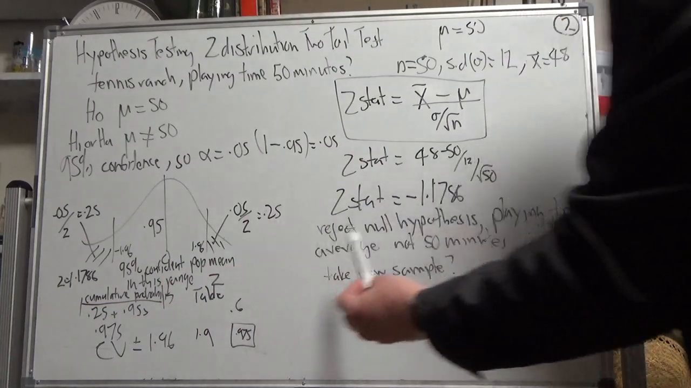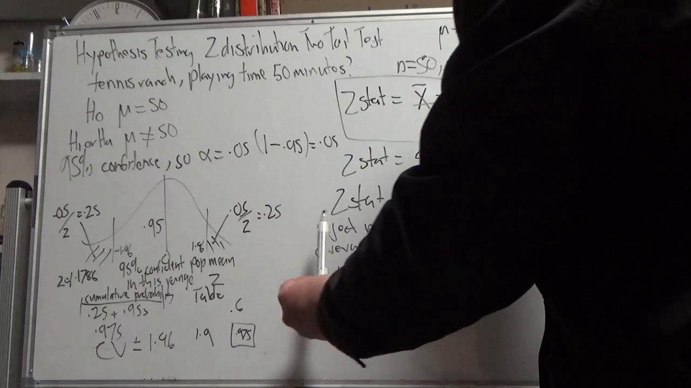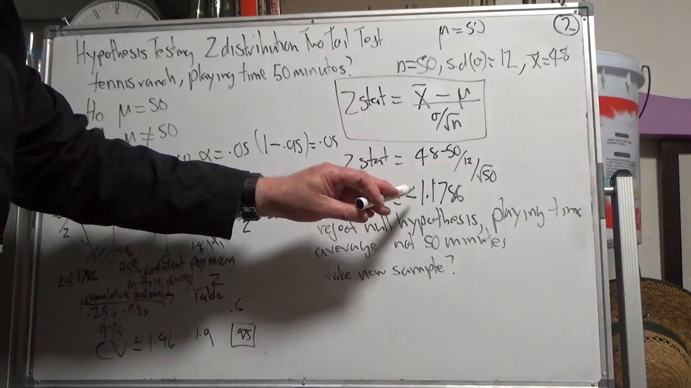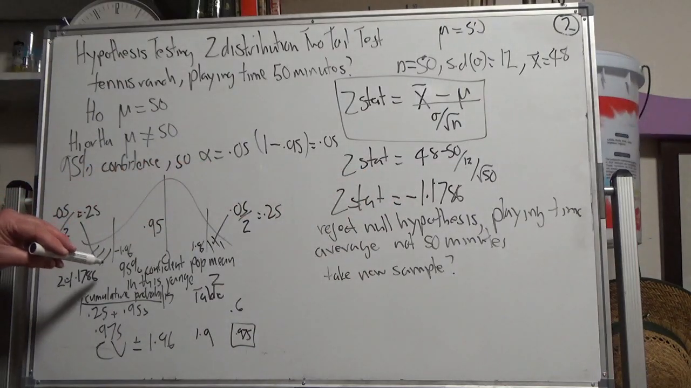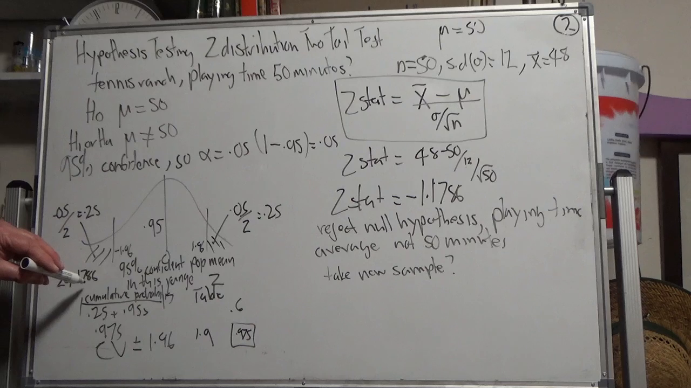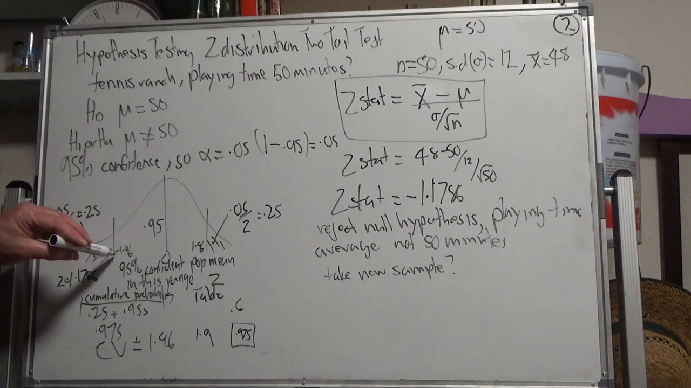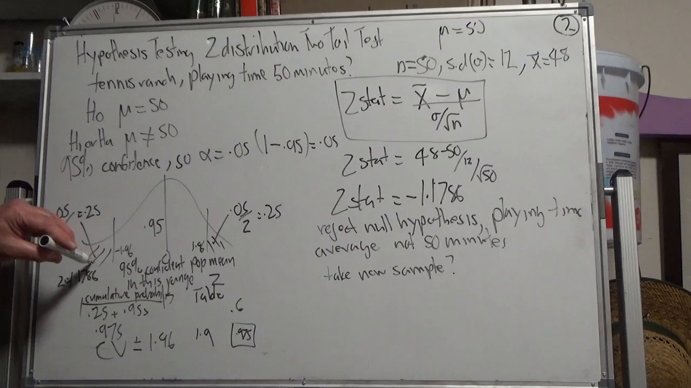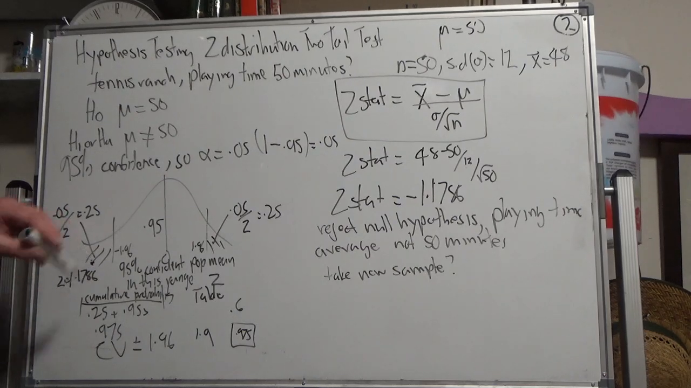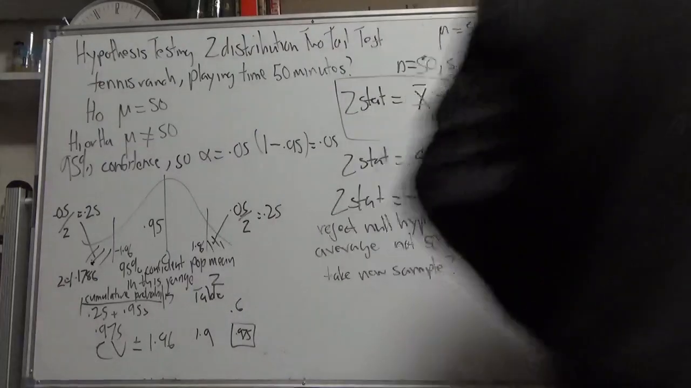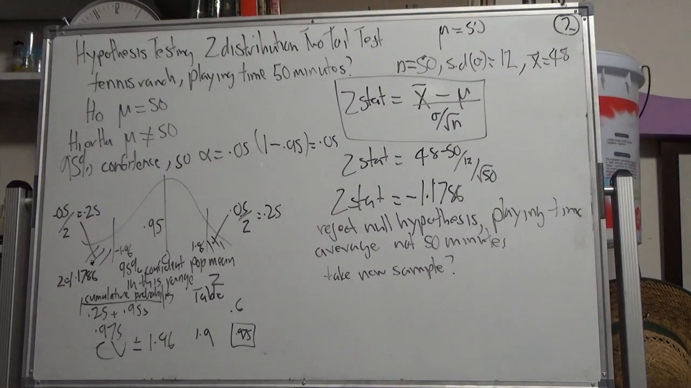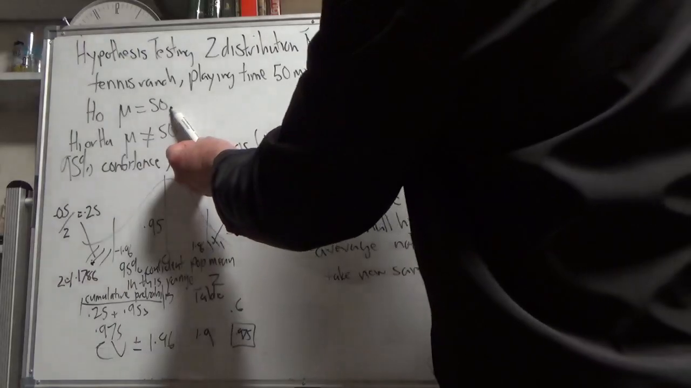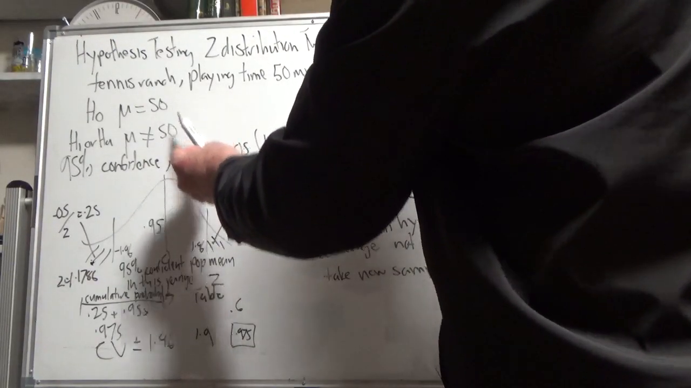Now you have to compare or place that Z statistic in that range of the distribution and compare it to your critical values. Now, I'll just step over here. Negative 1.1786 is a lower number than negative 1.96. So that means that Z statistic falls in the left tail. And we know that if it does, we reject the null hypothesis that the population mean isn't 50 minutes.